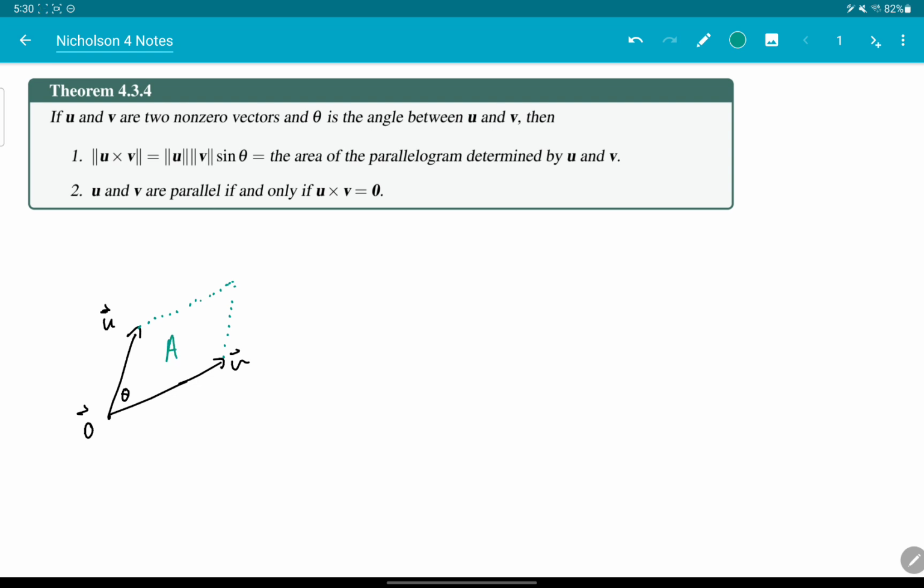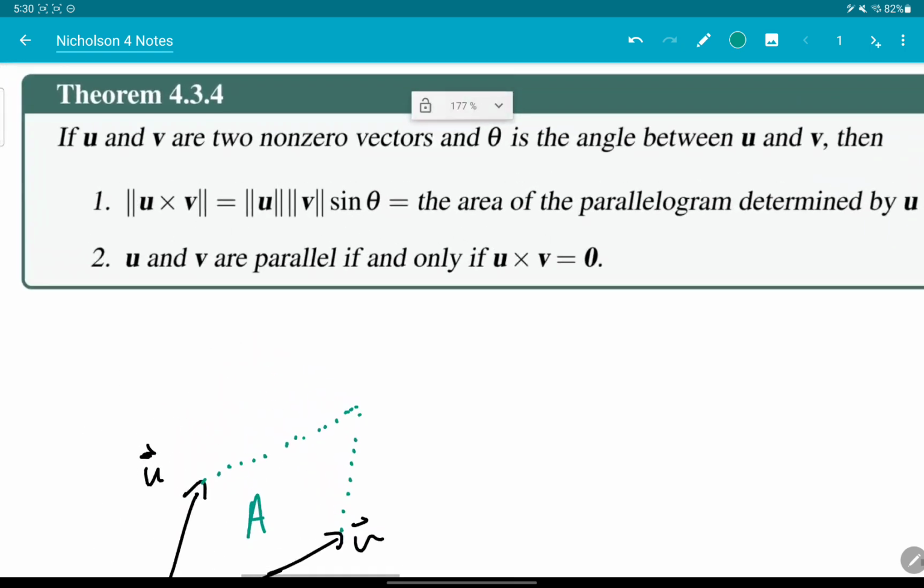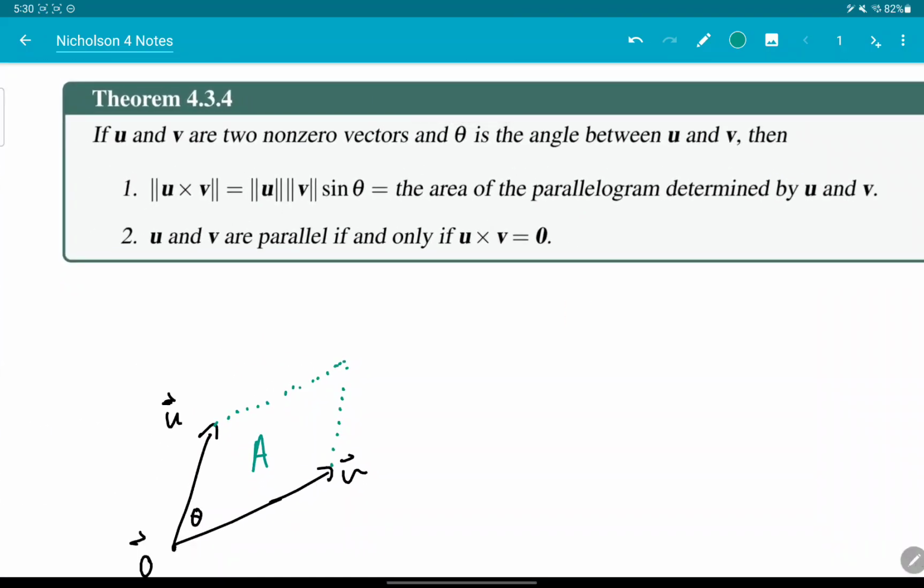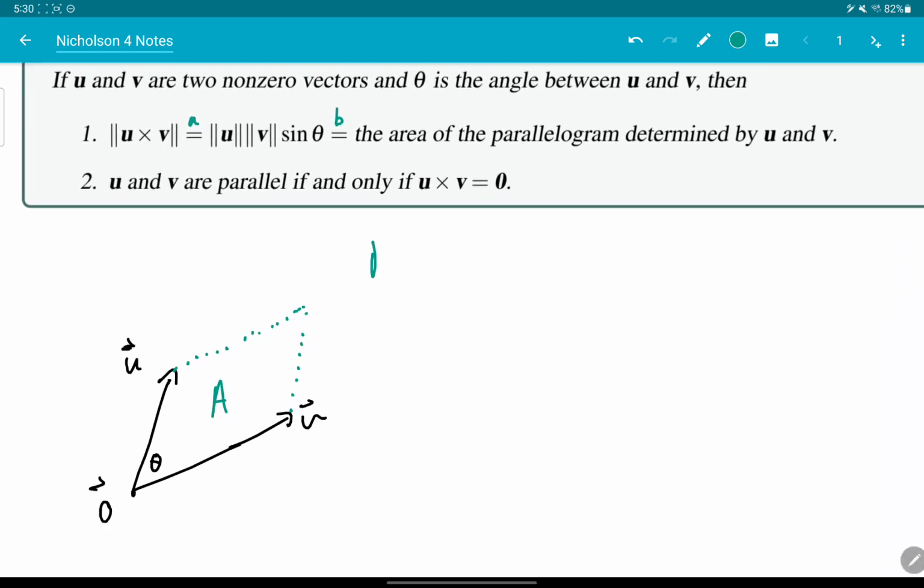Okay, so what are we saying? We're saying two things in part one. Let's break that up into parts. We'll call this A, we'll call this B. Now, to sketch a proof here, we'll start with A.